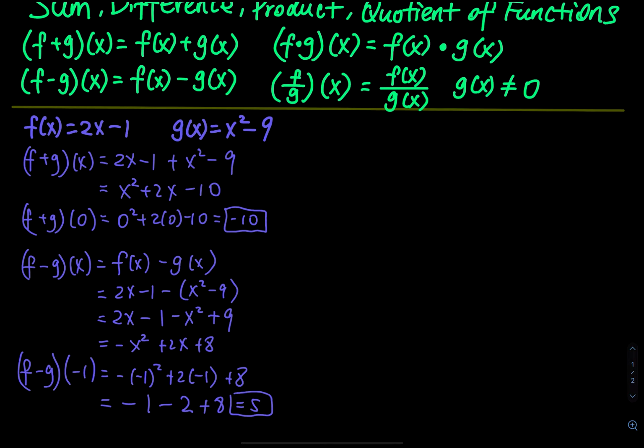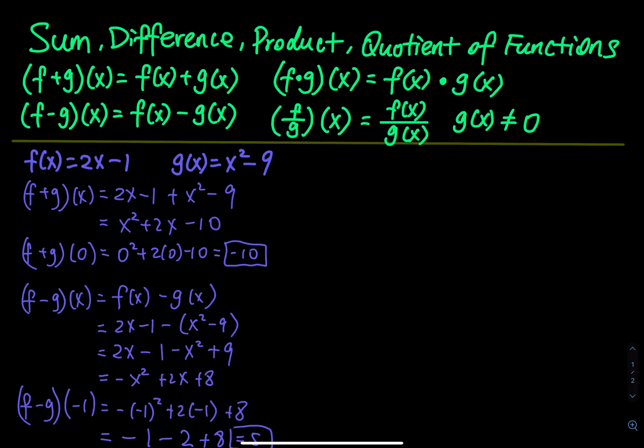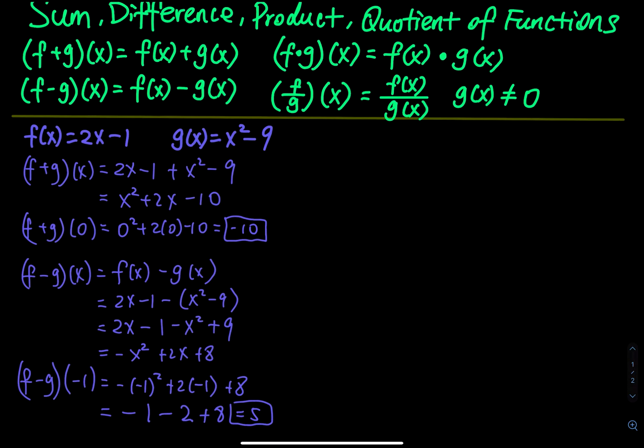There you go. And then the multiplication. So you have f multiply g, right? So f multiply g, the dot means multiplication, of x. So this is 2x minus 1.